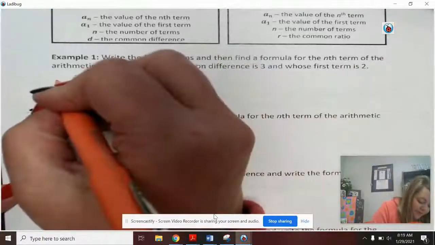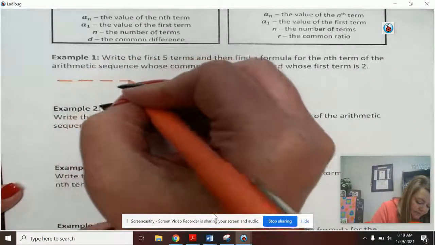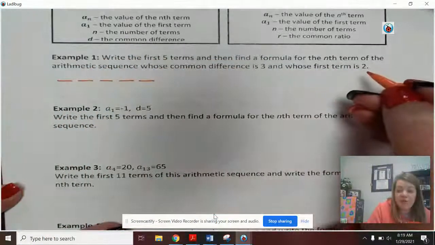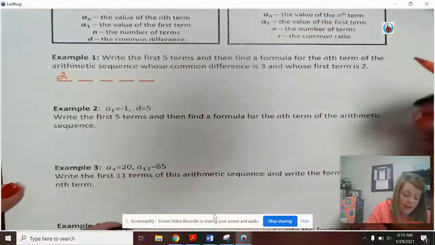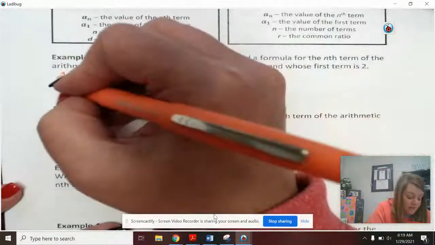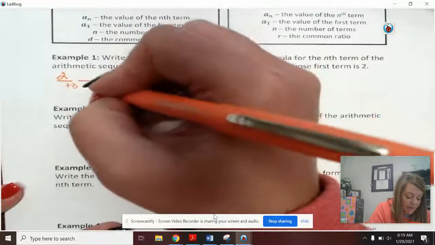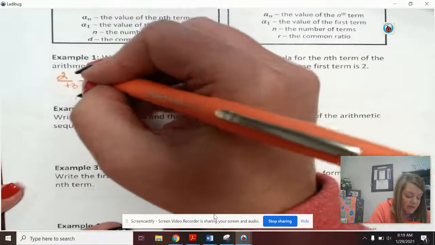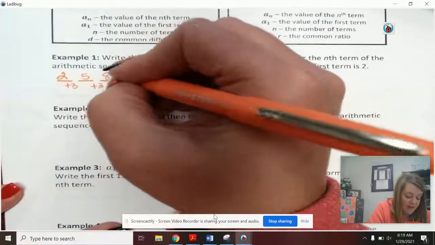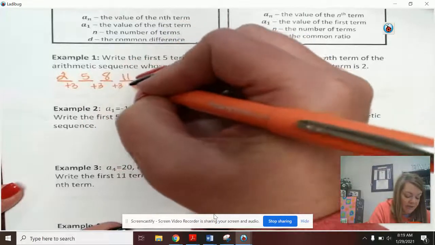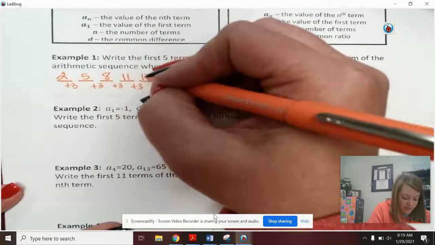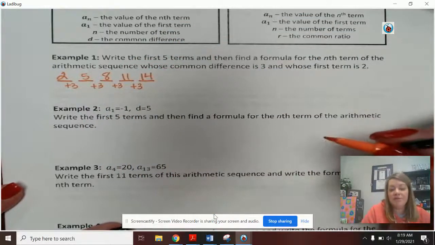So we're supposed to write the first 5 terms. The first term is 2. And the difference is 3. So that just means we do plus 3 every time. Okay. So 2 plus 3 is 5. Plus 3 is 8. Plus 3 is 11. Plus 3 is 14. So there's the first 5 terms.